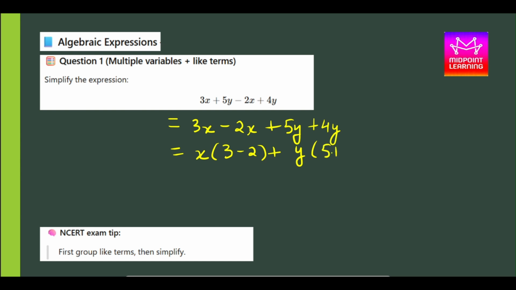Next step would be 3 minus 2, 1x, and 5 plus 4 is 9y, right? 1x, we can write it as x, plus 9y also, right? So how did we solve this question? We first combined the x terms together, then we combined the y terms together, and we simplified each group, and we wrote the final expression. So if you've got this answer, I can say that you are now firmly in higher level NCERT territory, right?